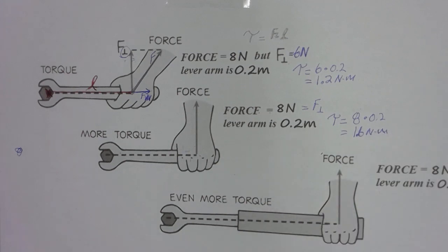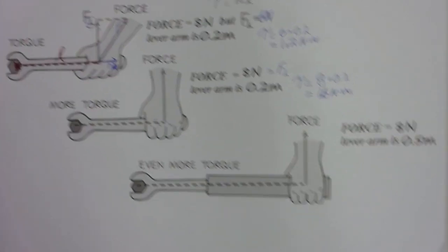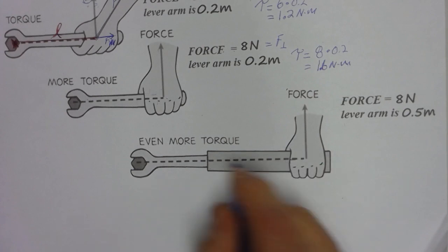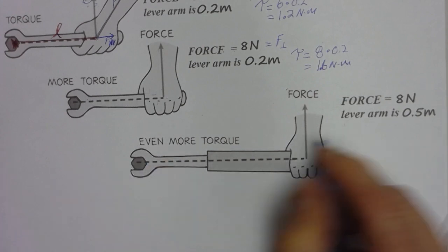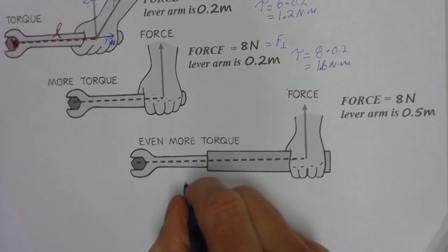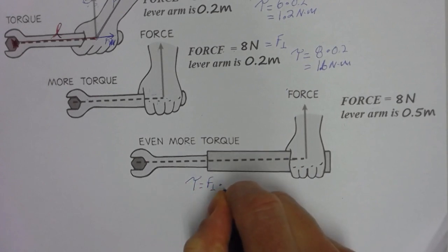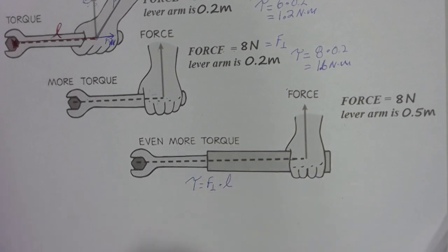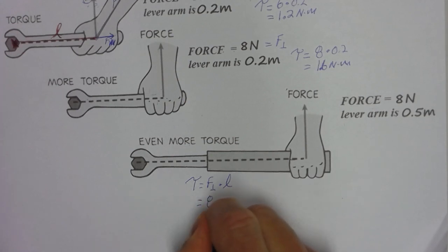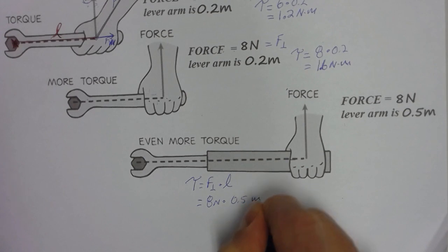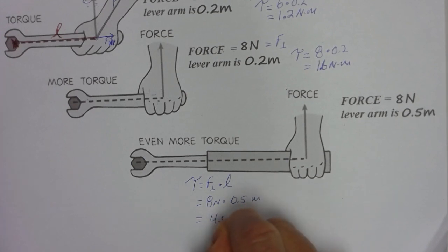Now this one, let's slide along. So same force, but now we put an extender on this. So we're further out. So we got even more torque. So the torque, again, is the force that's perpendicular times the distance to the axis of rotation. Here we got 8 newtons. But now it's 0.5 meters away. So that's 4.0 Newton meters.